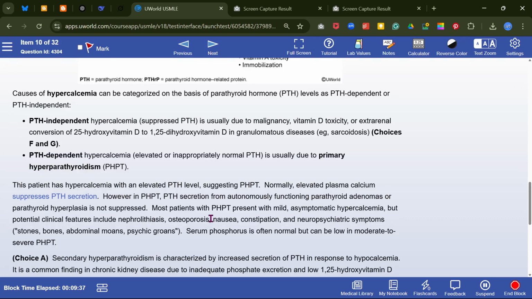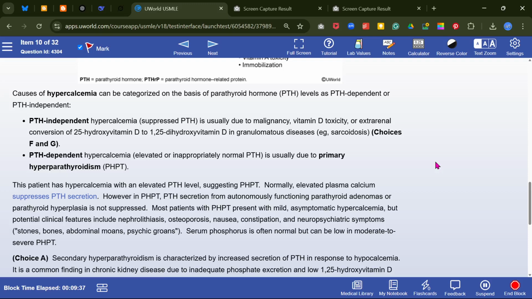Causes of hypercalcemia can be categorized on the basis of parathyroid hormone level as PTH dependent or independent. In PTH independent hypercalcemia, suppressed PTH is typically due to malignancy, vitamin D toxicity, or extrarenal conversion of 25 to 1,25 in granulomatous disease. And PTH dependent, with elevated or inappropriately normal PTH, is primary hyperparathyroidism.